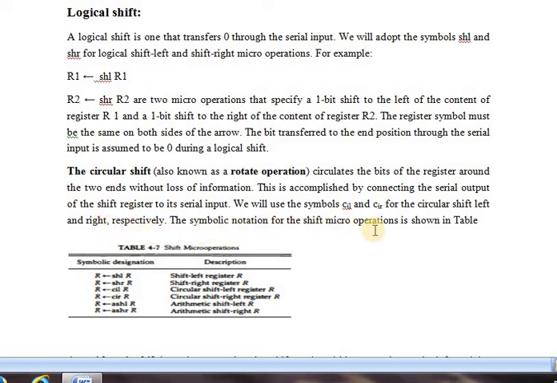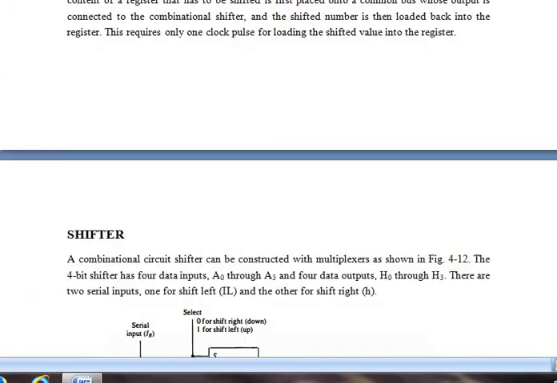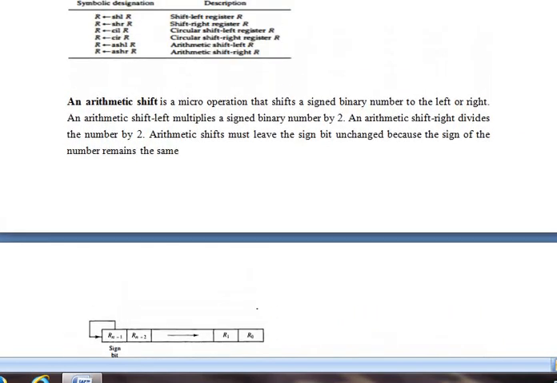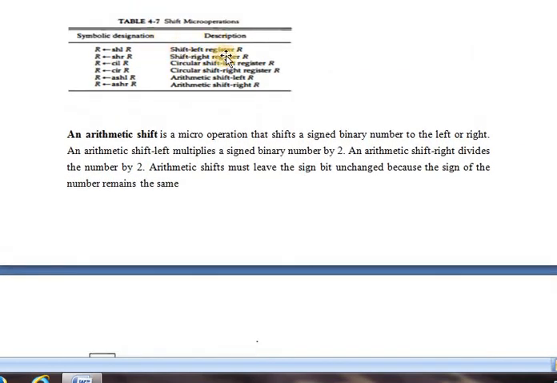The symbolic notation for the shift micro operations is shown in the table. See here, shift left register R, shift right register R, circular shift left register R, circular shift right register R, arithmetic shift left and arithmetic shift right R. So these are the symbolic designations and their descriptions.